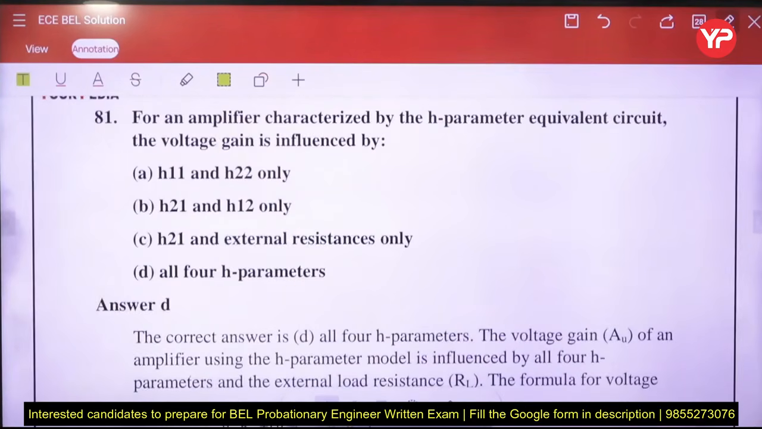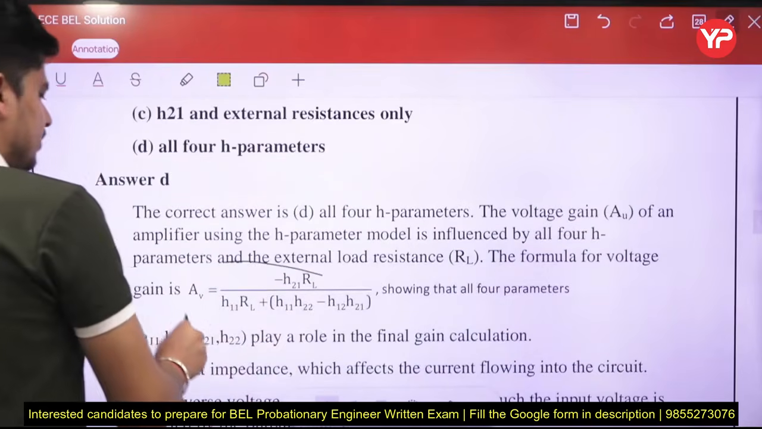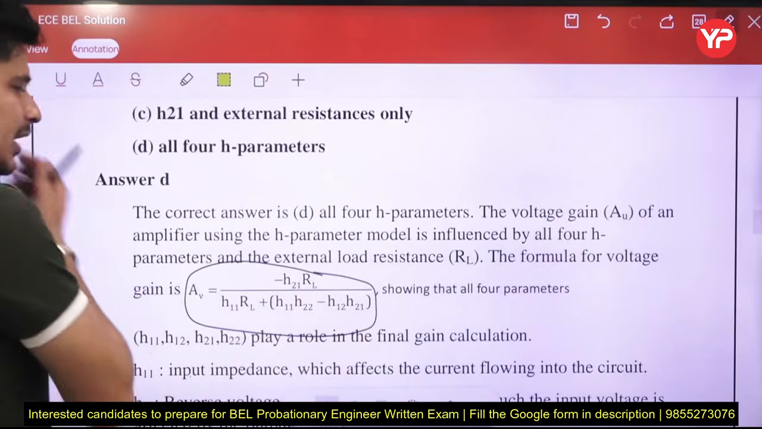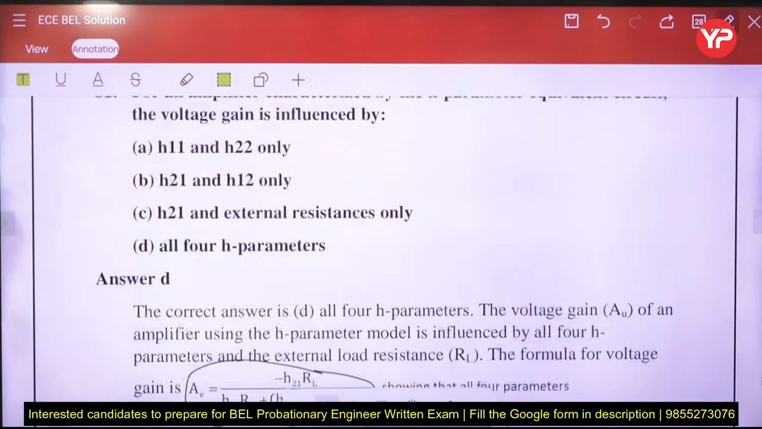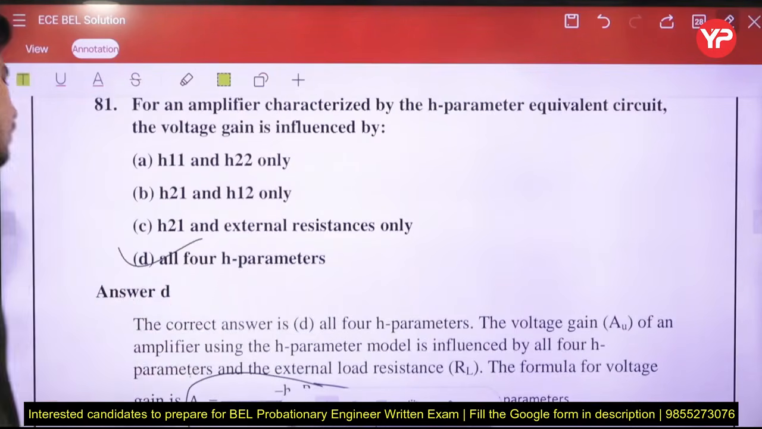For an amplifier characterized by an H parameter equivalent circuit, the voltage gain is influenced by what? See, basically whenever we are talking about the voltage gain of the amplifier, it will depend on all the four parameters, right? H1, H2, all the four parameters. So all four H parameters.